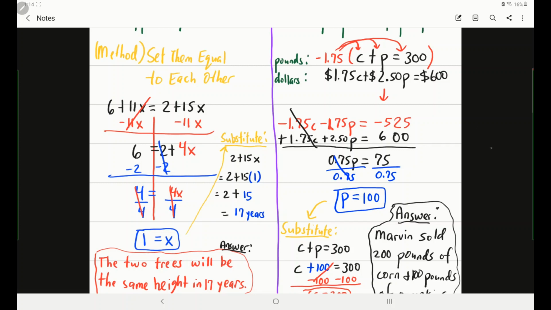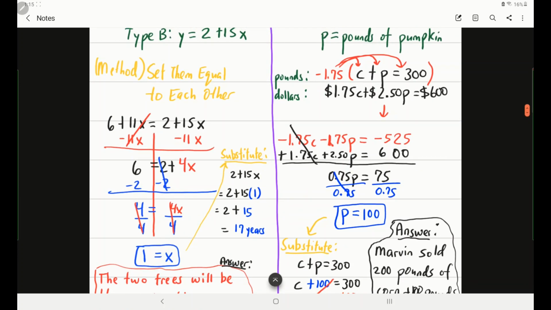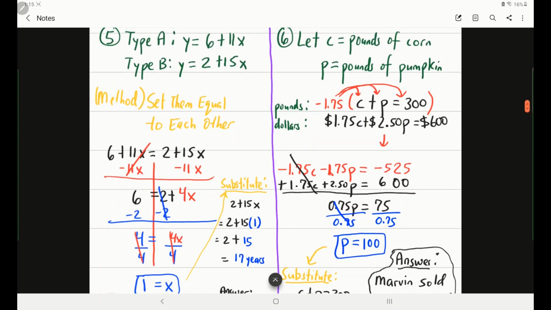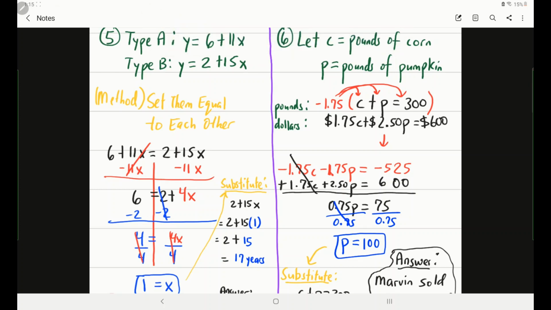The reason for that, you want to label, because if you don't label, what happens a lot of times is we don't know where the numbers go and we end up mixing them up. So if you look at the top, I put C plus P equals 300. Now, we set it up that way because we have a certain amount of pounds of corn and a certain amount of pounds of pumpkin. We don't know how many of each. Problem doesn't tell us. So that's why we just put C plus P. Then we put equals 300.